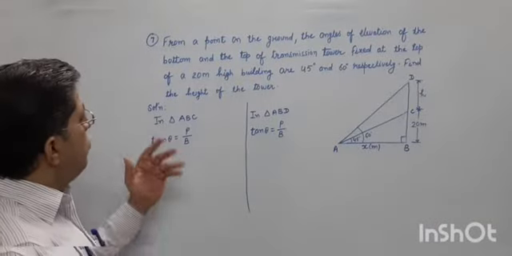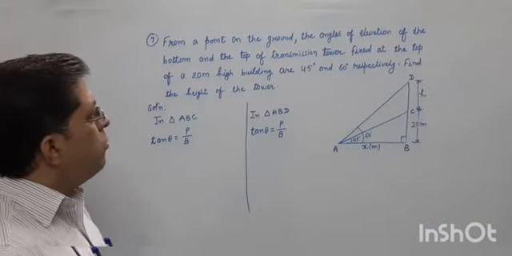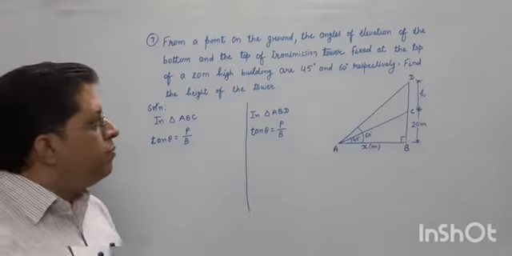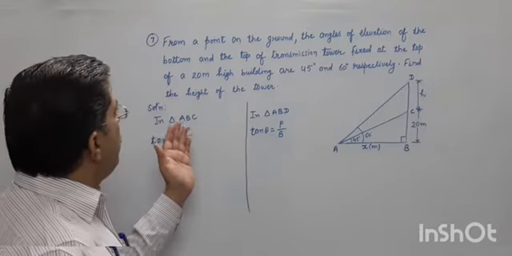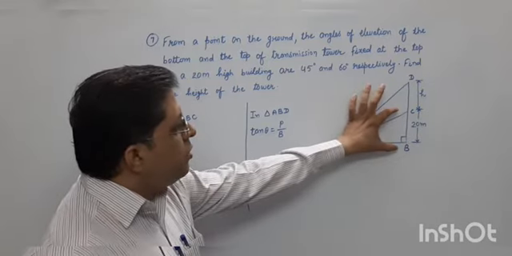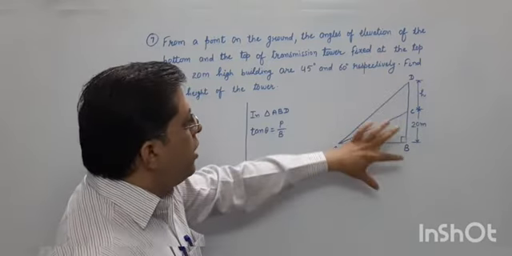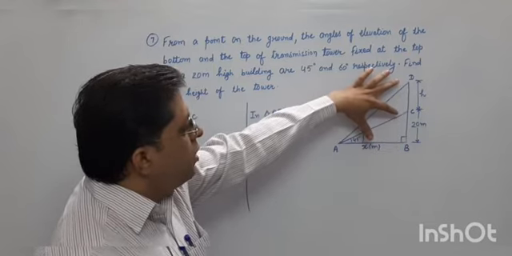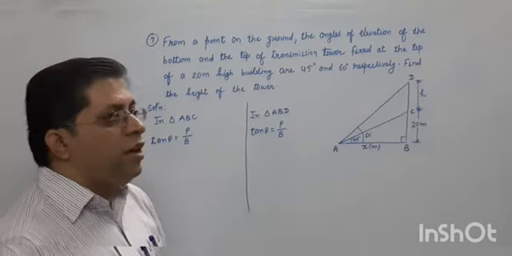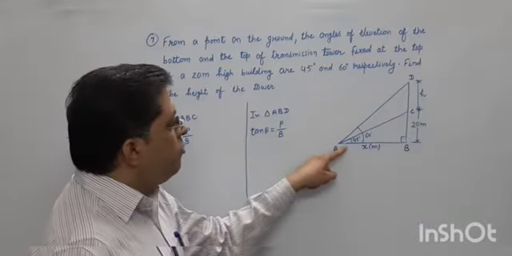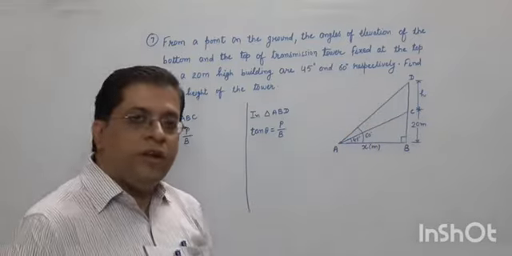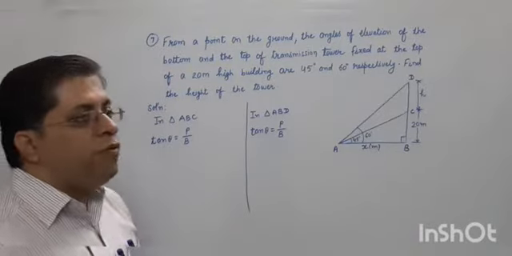Question number 7. From a point on the ground, the angles of elevation of the bottom and the top of a transmission tower fixed at the top of a 20-meter high building are 45 degree and 60 degree respectively. This is the building BC and this is the transmission tower. This is 20 meter and this is the height of the tower. Find the height of the tower.